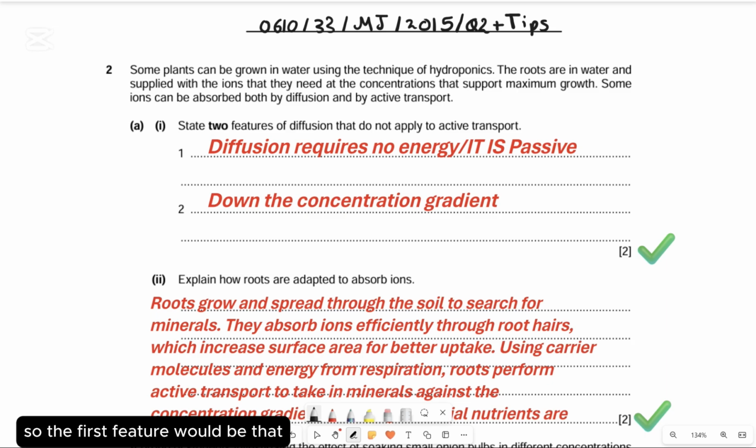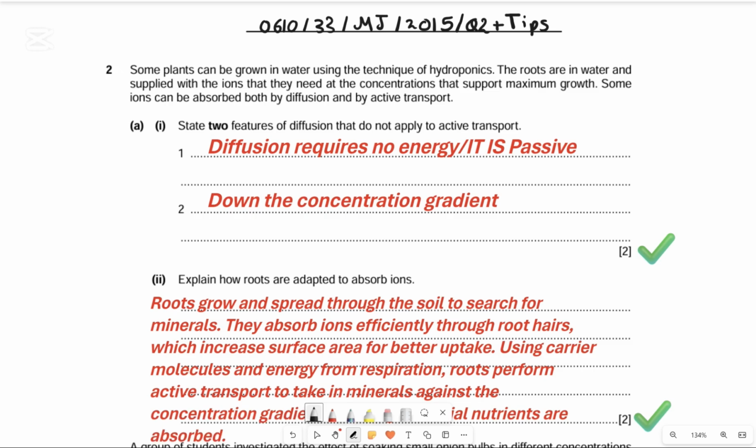So the first feature would be that diffusion requires no energy. However, if you do not want to write it like this, you can write it in the other way, which is it is passive. This is the better way to write it, and this is how I prefer to write it, that diffusion is passive, meaning it does not require energy. And active transport is active, that's why it's called active transport.